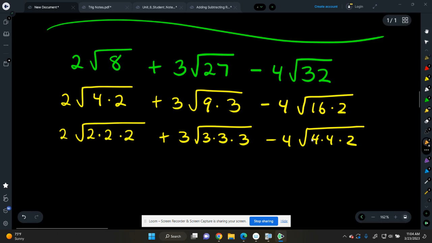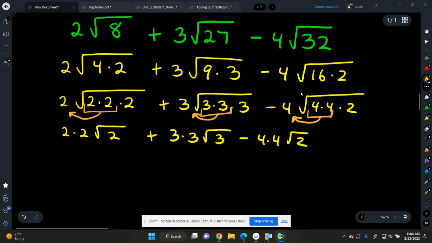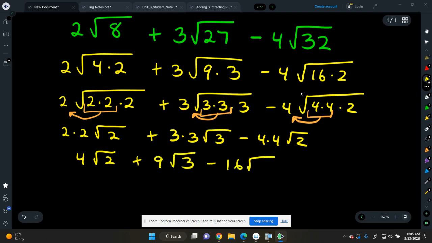They come out. These come out. And these come out. And that leaves us with 2 times 2. Everything that comes outside gets multiplied together. 3 times 3, root 3. 4 times 4, root 2. Was this the curveball you were talking about? This is the curveball. So we have 4 root 2 plus 9 root 3 minus 16 root 2.